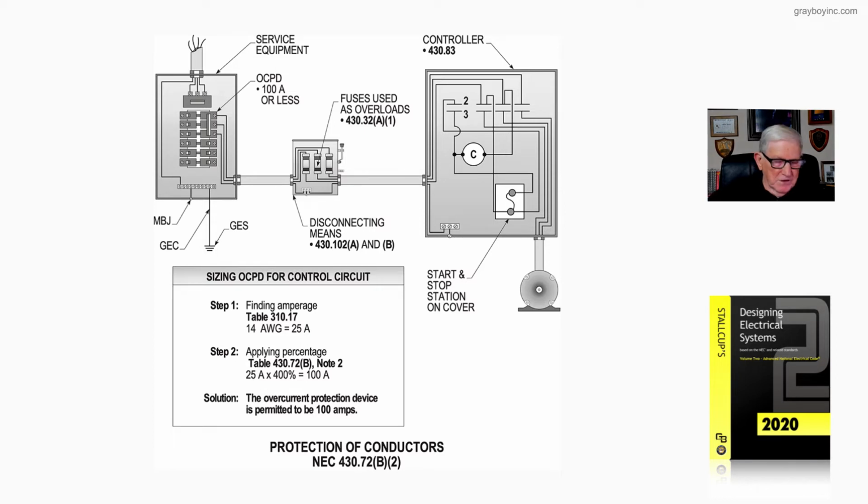Now, before we get into this in detail, let's turn to page 322 in your NEC if you want to tag along with me. And notice that 430.72B2 refers you to Table 430.72B, which is on page 322.